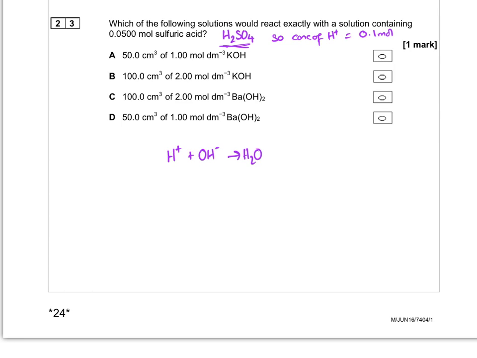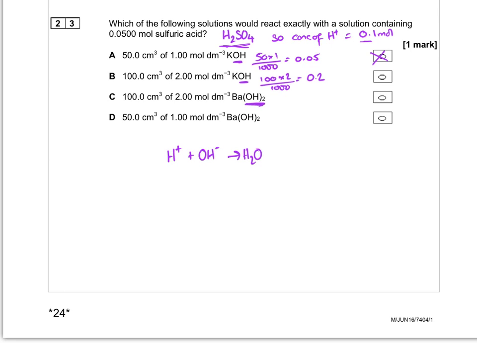Right, so if we react that with potassium hydroxide, that's just got 1 hydroxide ion. So it's going to be 50 times 1 divided by 1000, which is 0.05. There's not enough to react with all of these, so it's not that one. This one just has 1 hydroxide ion. This time we've got 100 times 2 divided by 1000, which is going to give me 0.2. Again, that's too much, so that's not going to react exactly.